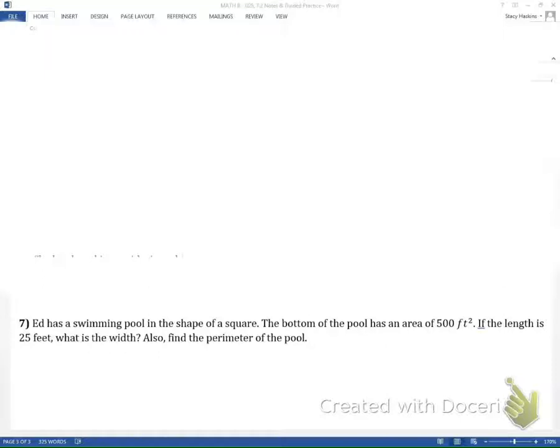Read the question. Ed has a swimming pool in the shape of a square. Stop right there. Let's draw a square. There's something about story problems in geometry. They really like swimming pools. There's a lot of problems that involve them. The bottom of the pool has an area of 500 feet. Now, don't be confused by the word bottom here. If you're looking from the sky down at the bottom of your pool in the area, they still mean the inside. The area of 500 feet.